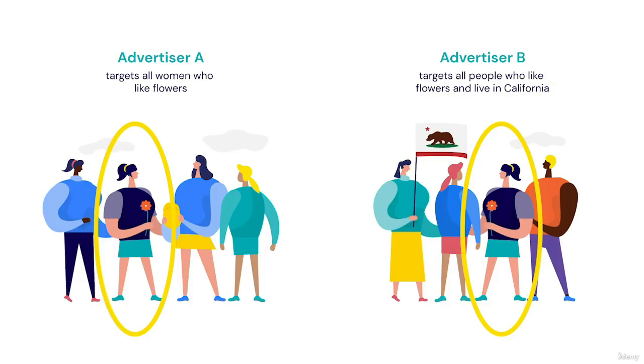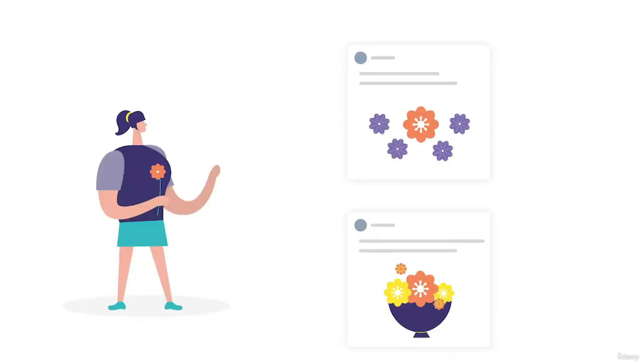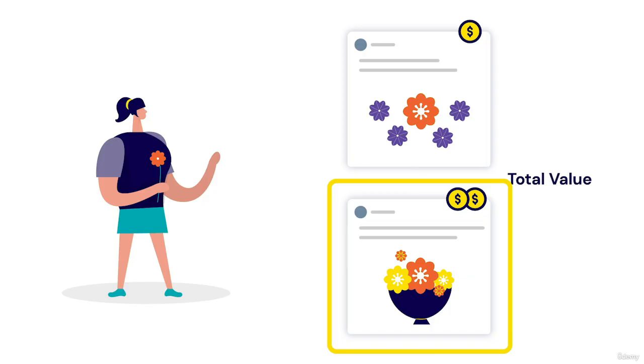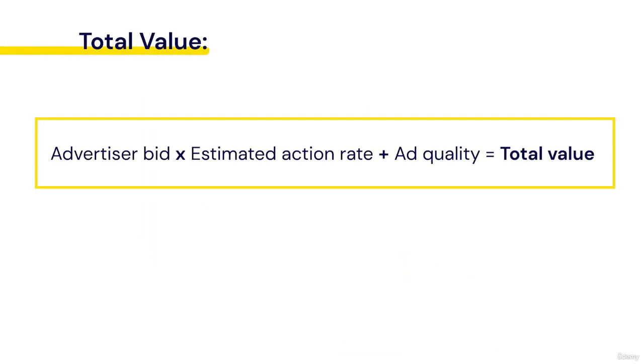So, how does Facebook decide whose ad Clara sees? Well, Facebook decides which ad Clara sees by running an equation that calculates a total value for each of these ads, which is effectively a commercial score. And the ad with the higher total value wins the auction and gets shown to Clara. So, what does this equation look like? An ad's total value is based on three things: the advertiser bid, the estimated action rate, and the ad quality. And we will explain each of them briefly.